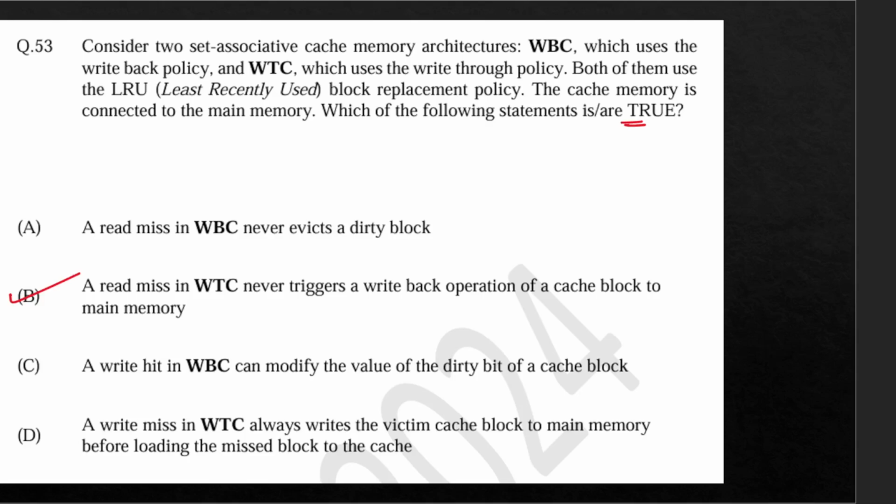So if there is a write hit in WBC, it means that we are writing directly into the cache. So of course we will also change the dirty bit. Okay, so that is why C is correct. Now let's talk about D.